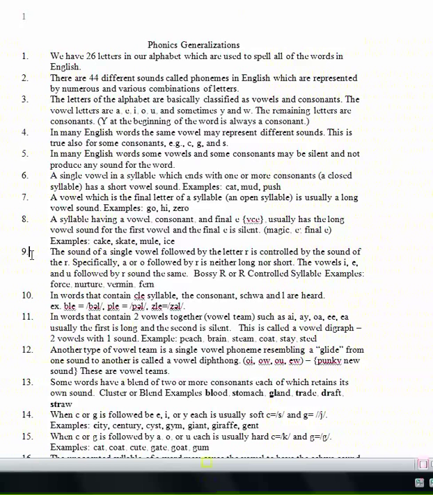Number 9 is known as bossy or R-controlled. The sound of a single vowel followed by the letter R is controlled by the sound of the R. Specifically, when A is followed by R, or O is followed by R, it is neither long nor short. The A is not short, the O is not short, nor long. The vowels I, E, and U followed by R typically make the same sound. This is known as bossy or R-controlled, like in the words force, nurture, vermin, fern. Those vowels are not long or short.